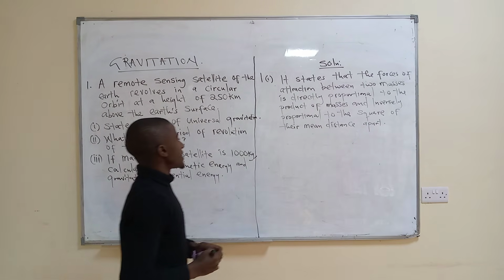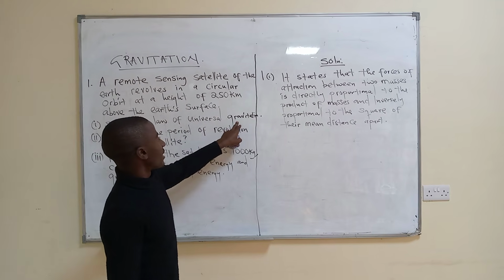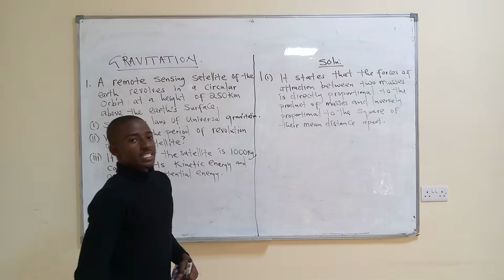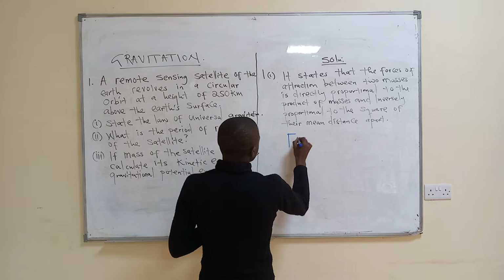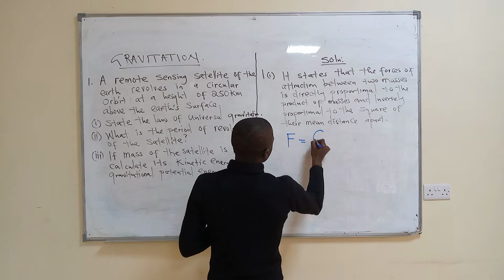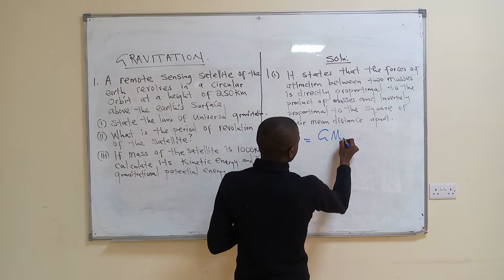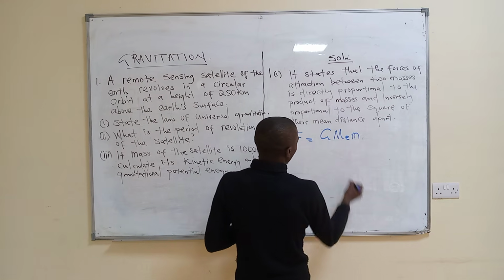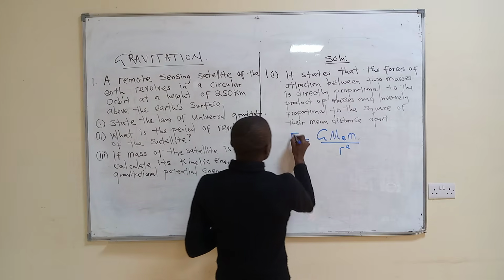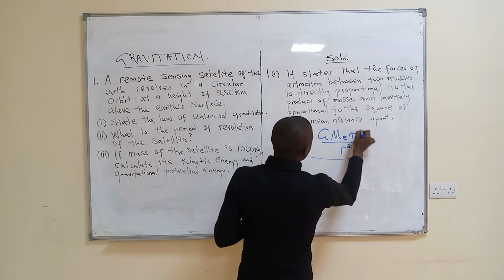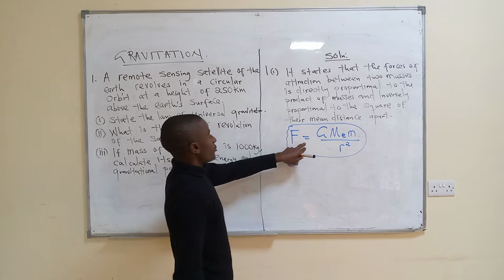So this is our law of universal gravitation stated. Some people can use a formula to say the force is equal to the universal gravitational constant times the product of their masses, meaning mass of the Earth and mass of an object, divided by the square of their mean distance. So this is the law of universal gravitation when you want to state it using the formula.